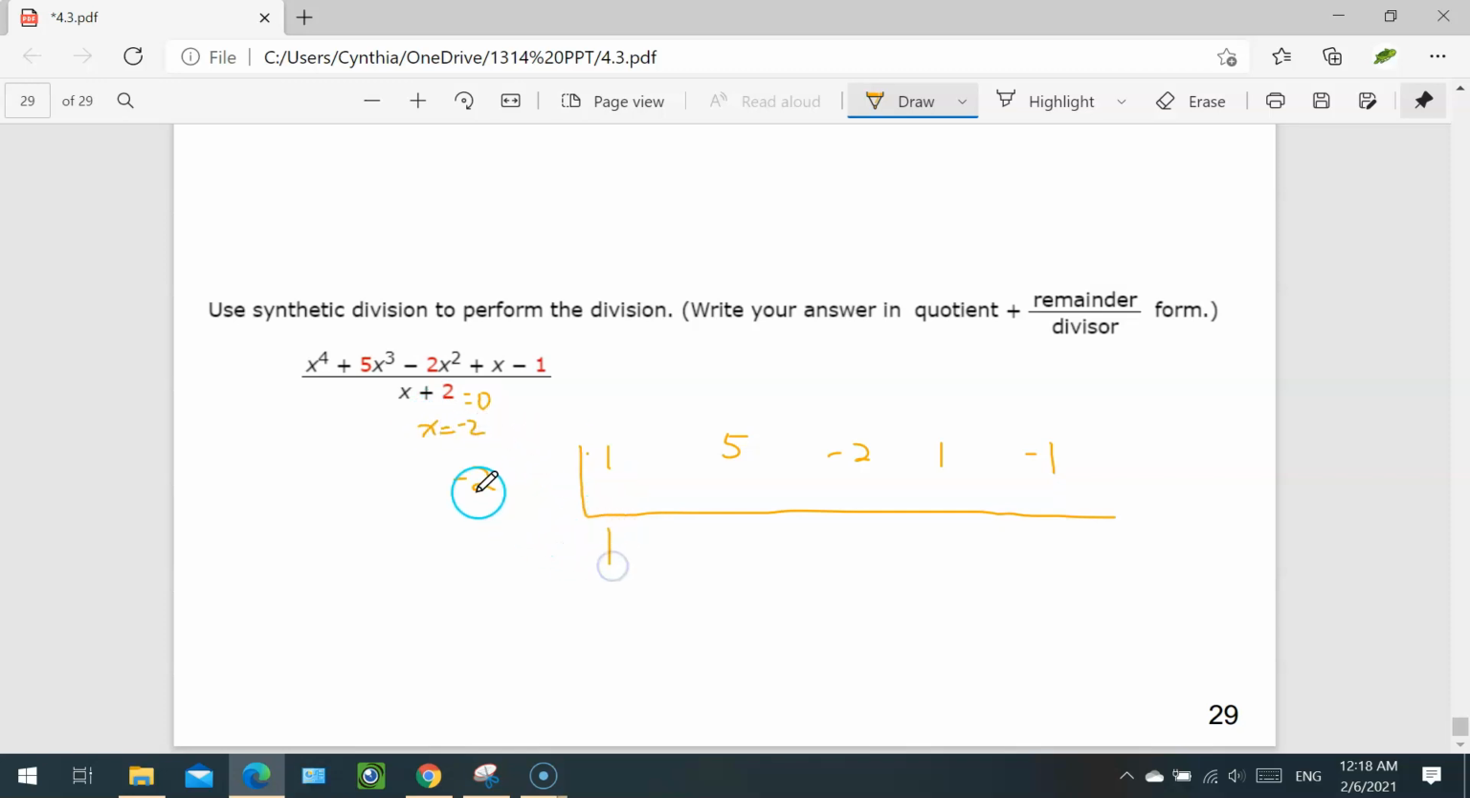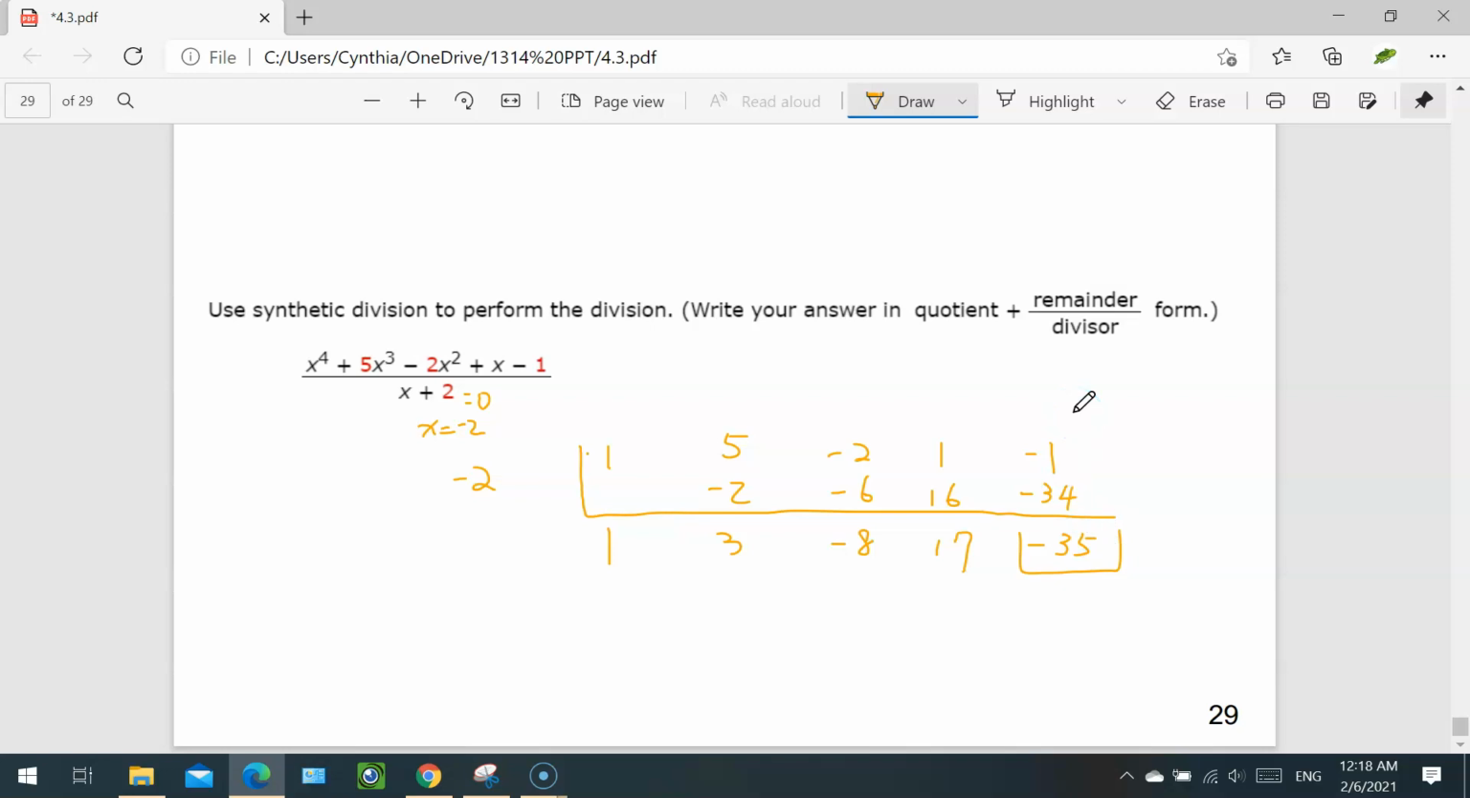Now we drop down the first term. Multiply these 2, you get -2. Sum these 2, you get 3. Multiply 3 with the outside -2, you get -6. Now you have -8. Multiply these 2, you get 16. Sum these 2, you get 17. Multiply with the outside -2, you get -34. So the remainder is -35.